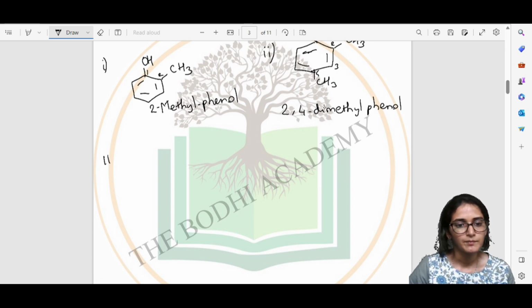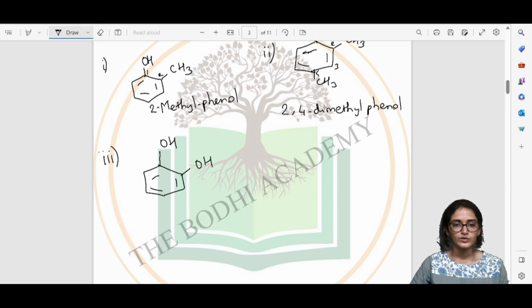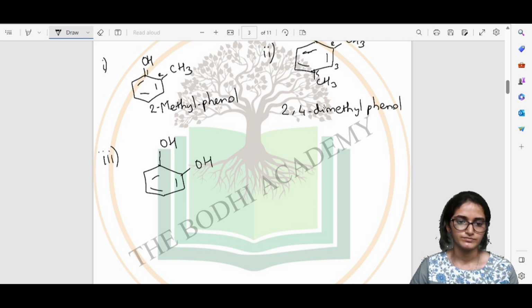Okay, third example I will take, wherein there are two OH groups. Now here some of you will say that the name of this will be diphenol or 1,2-diphenol, but the name of this is not diphenol, because what is phenol? Whenever a benzene ring is with an OH group, but here one benzene ring is there and two OH groups are there, so the name will differ here.